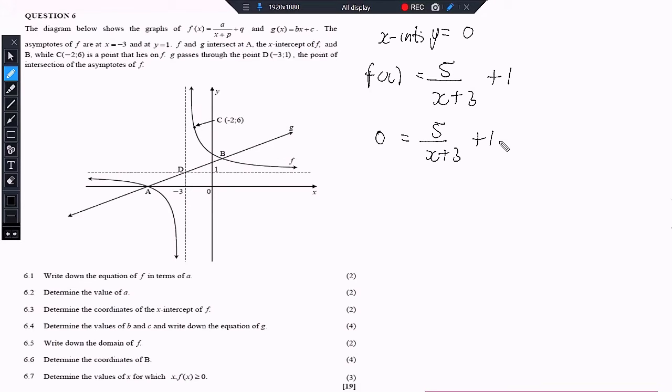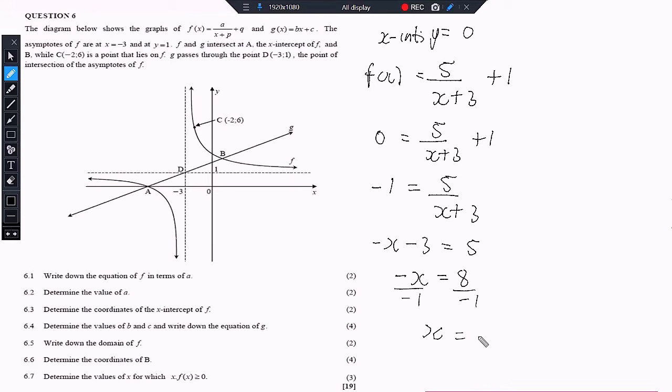Again, the first thing that you should do, take the 1, transpose it over to the left-hand side. And then you have 5 over x plus 3. Then at this point, you can cross multiply this. So it becomes -x minus 3 is equal to 5. And then you can transpose the -3 over to that side. It becomes +8. And then if you divide both sides by -1, then your x will be equal to -8, right?